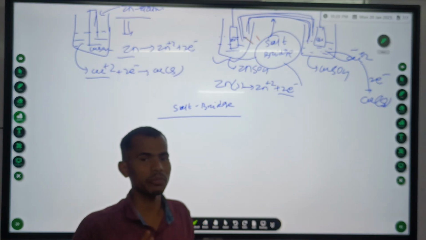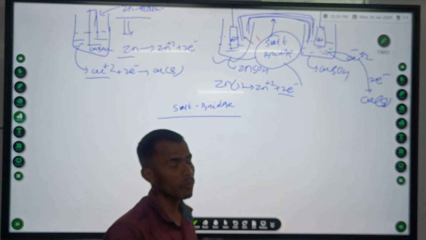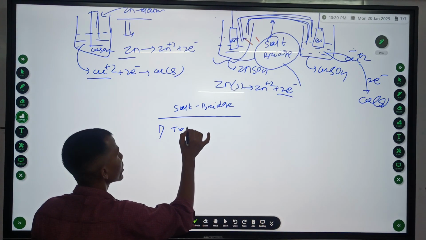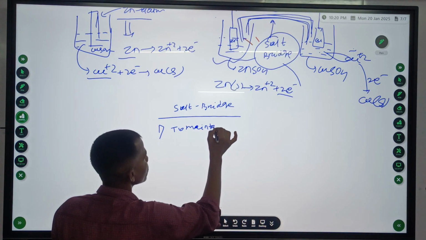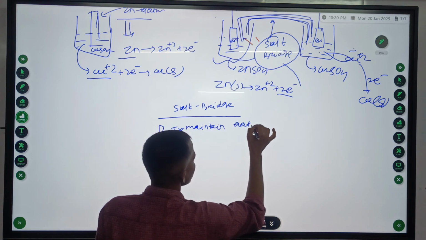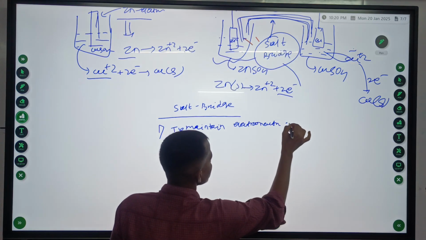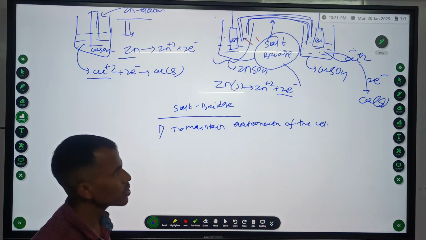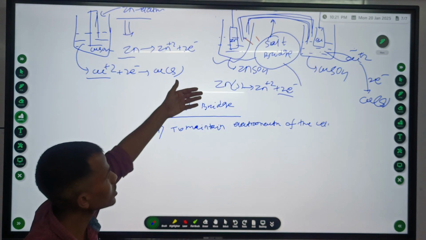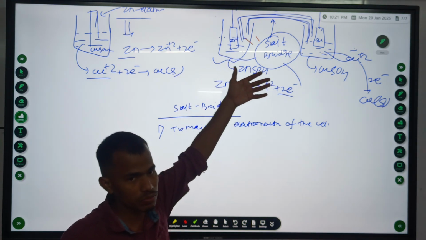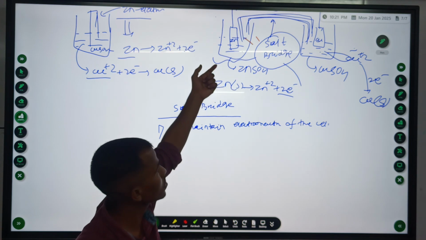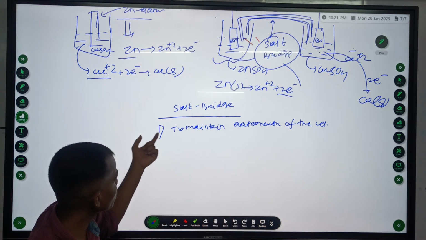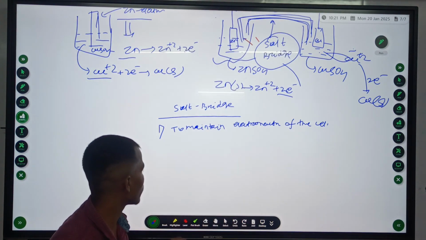So salt bridge has three major applications, three major roles in a double component cell. What are these three? So first, to maintain the electroneutrality of the cell. As the cell is working, the concentration of the positive ion increases throughout the cell. That's why the cell stops working. So salt bridge is used to maintain the electroneutrality of the cell.